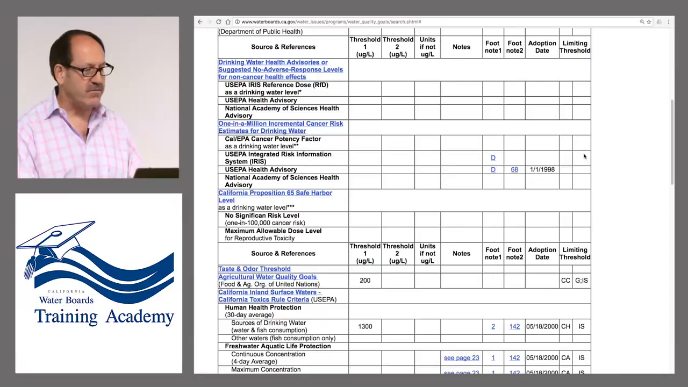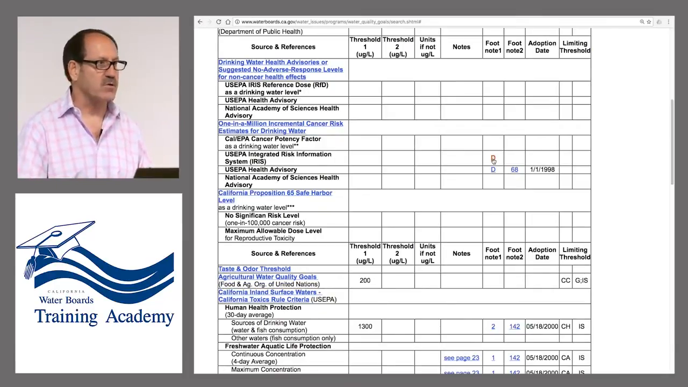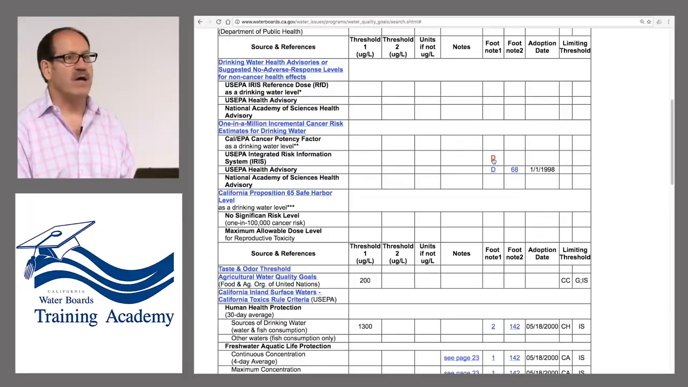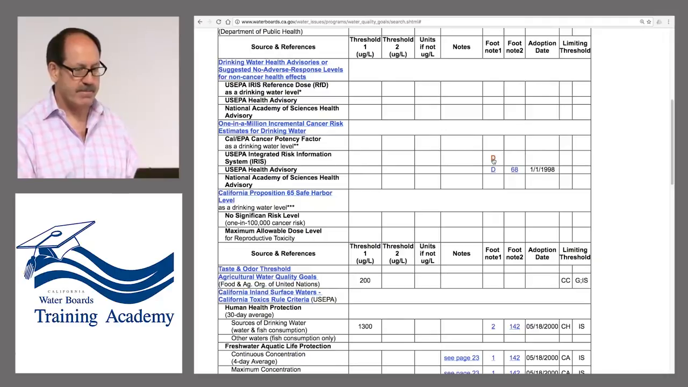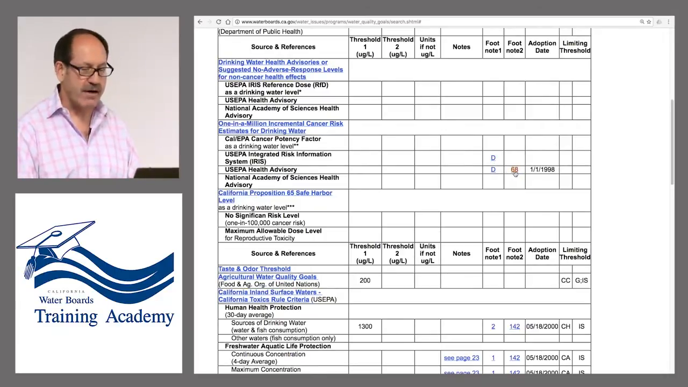Notice here for the cancer risk areas that I've got some letter-based footnotes. D, Class D in the carcinogen list. In other words, Class D, if you remember, is those substances for which we don't have enough information about cancer risk. 68 usually almost always means draft, but you can click it to find out. Draft, tentative, provisional.